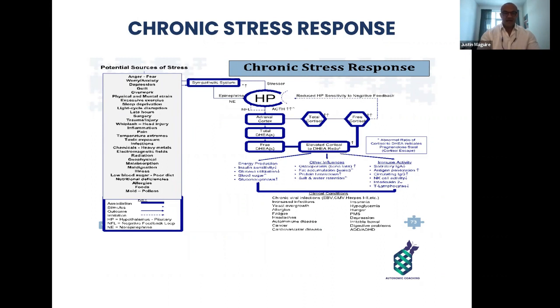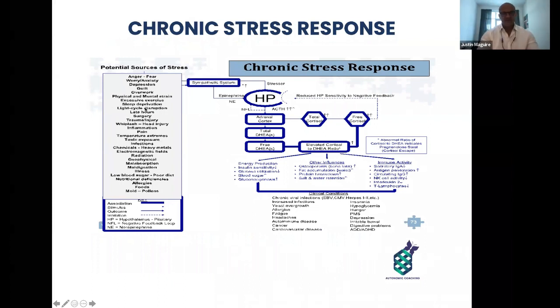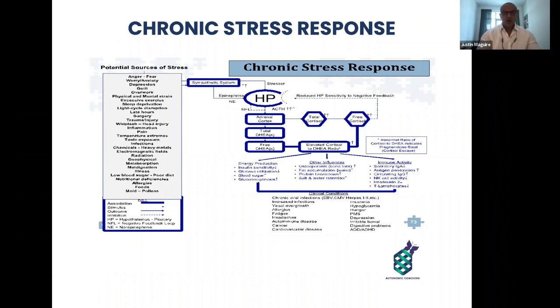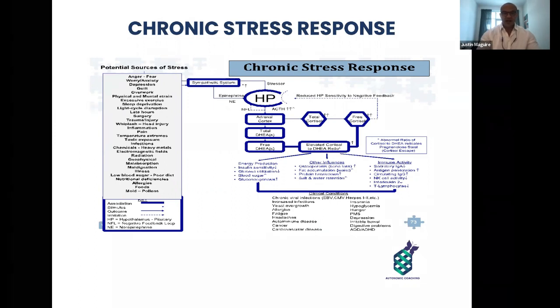pituitary axis. Looking over here are the potential sources of stress: anger, fear, worry, anxiety, depression, guilt, overwork, not getting enough sleep, physical and mental strain for those that are complete gym addicts, excessive exercise, sleep deprivation, light cycle disruption, so not getting enough darkness within your bedroom when you go to sleep, late hours.